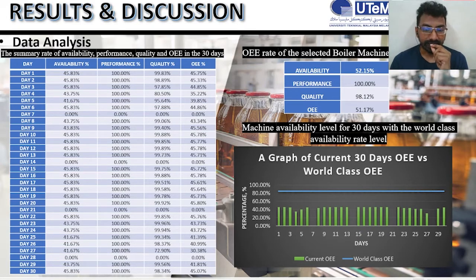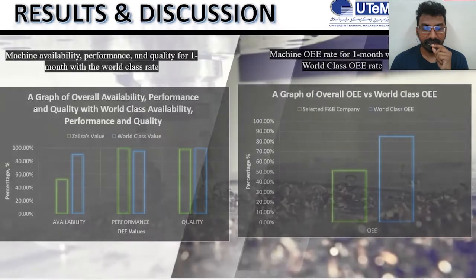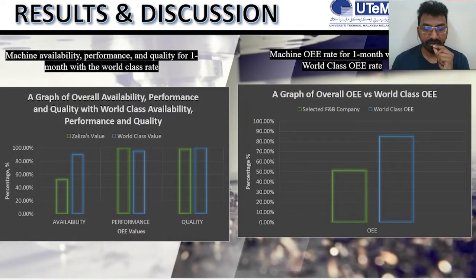In this slide, the graph presented on the left is the average availability, performance and quality rate being compared to the world-class rate. On the right, it shows the overall OEE rate graph compared to the world-class rate. Based on this graph, it is clear that the performance of the equipment has achieved the world-class state. The quality of the equipment is slightly lower than world-class, but it's still considered a good rate.